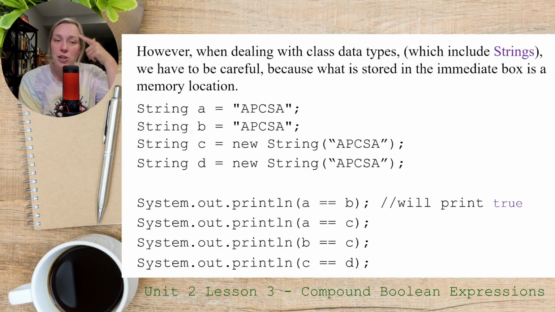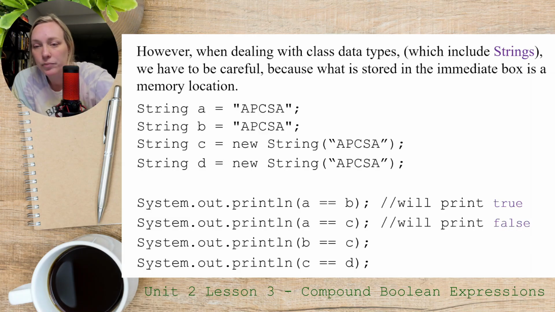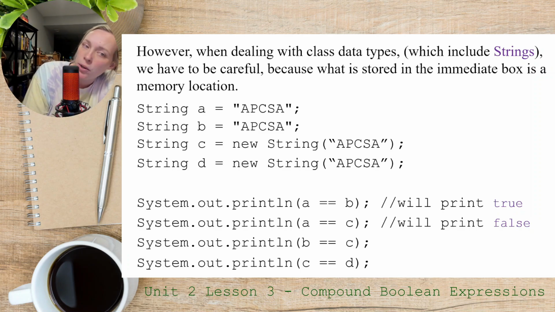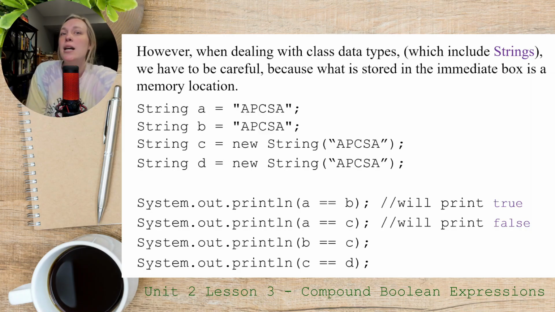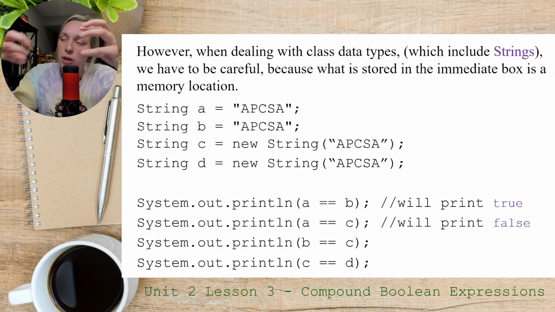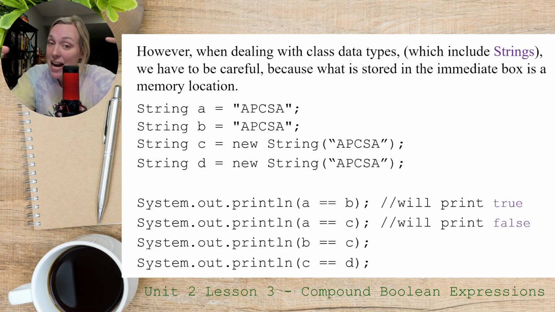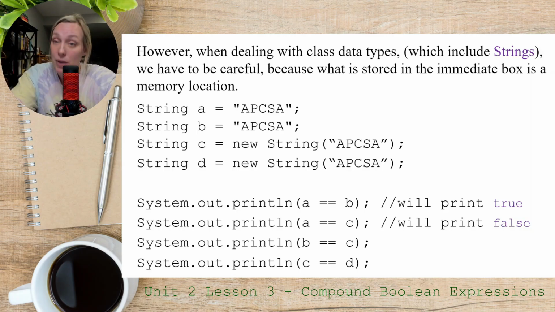Now, logically, you would think A equal C, because they both are APCSA, you would think those would print true as well. But it actually prints false, because A points to the location in the string pool, and C creates a brand new fancy schmancy string with its own location in memory pointing to its own data of APCSA. It does not use the string pool. So when you try to compare them, even though they have the same string of characters, they're pointing to different locations.